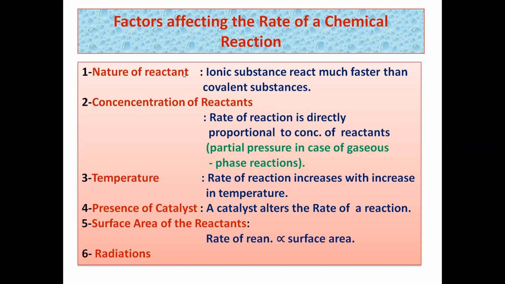So the nature of the reactant: if this is an ionic compound, the rate will increase. Concentration: if you increase the concentration, the rate will definitely increase. With the increase in temperature, the rate is increasing, so you can say that the rate of reaction is directly proportional to the temperature. The presence of a catalyst has an effect on the chemical reaction, in that the reaction gets completed in less time, right? If you increase the surface area, the rate will increase. And in several reactions, if you are supplying radiations, the rate of chemical reactions increases tremendously. So these are some factors which can affect the rate of chemical reactions.